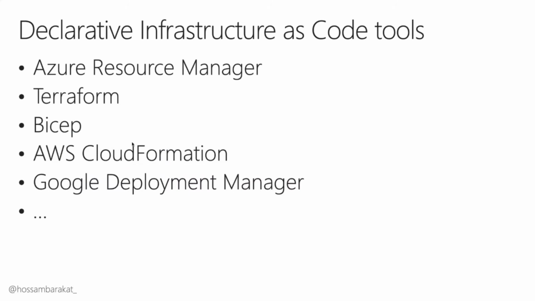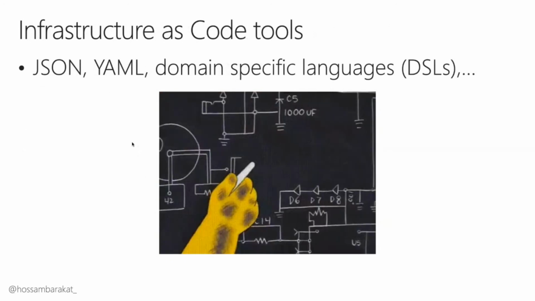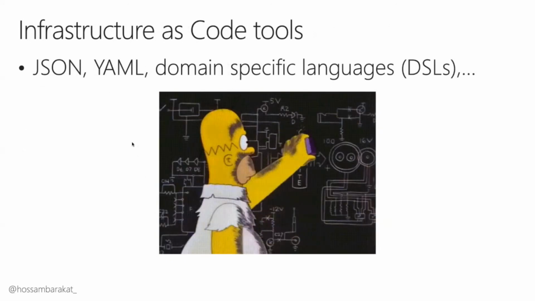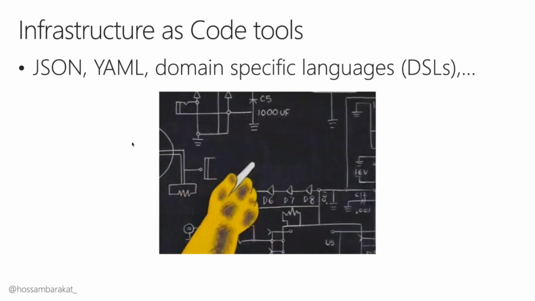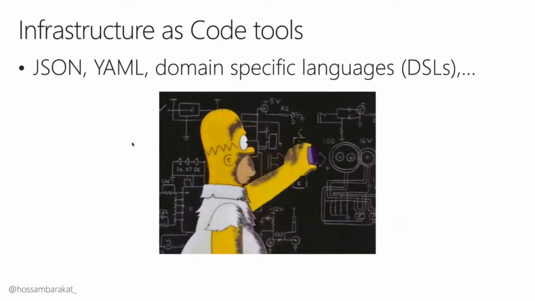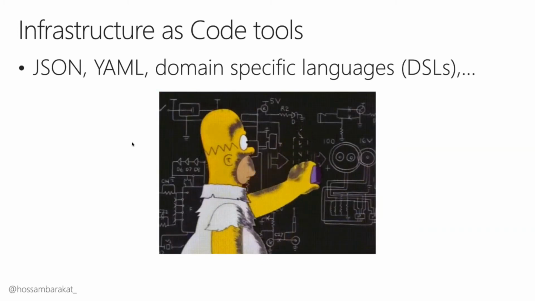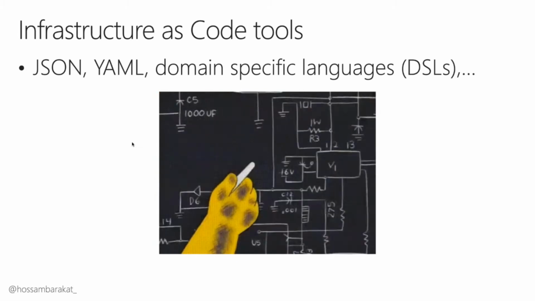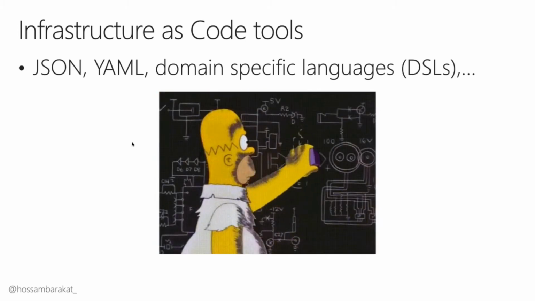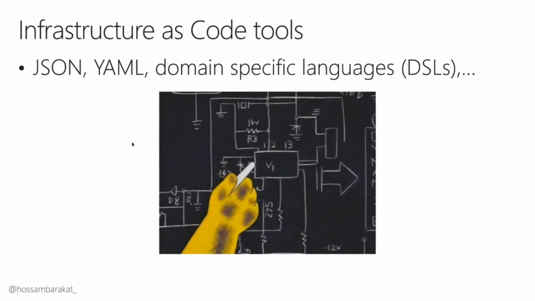There are multiple declarative infrastructure as code tools available for us in Azure, like Azure Resource Manager, Terraform, and Bicep, and in other cloud environments like CloudFormation and Google Deployment Manager as well. However, as a developer, I have struggled a lot with those tools because they are based on formats such as JSON, YAML, or a domain-specific language. The way you describe the resources in those JSON or YAML files is really not intuitive, and it's hard to memorize them because it's not easy for us to relate to or resonate with those kinds of languages.